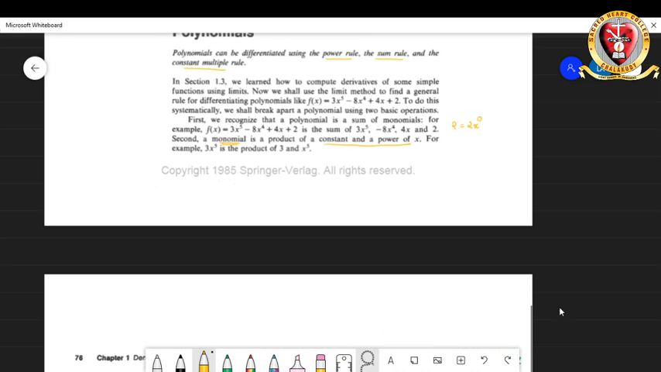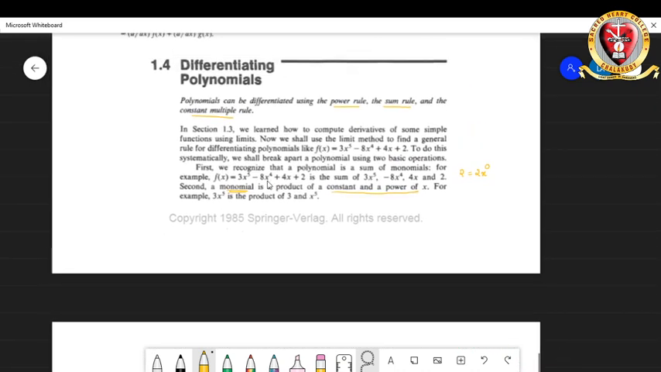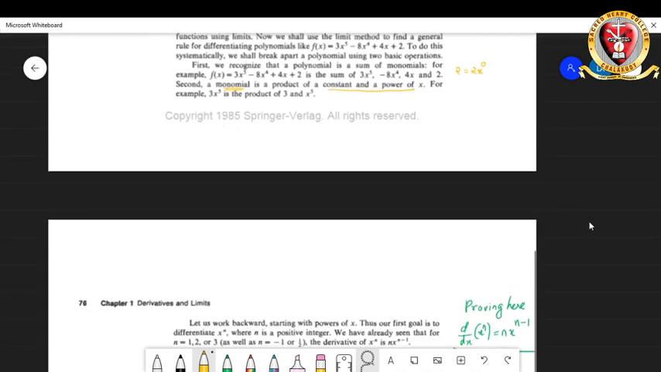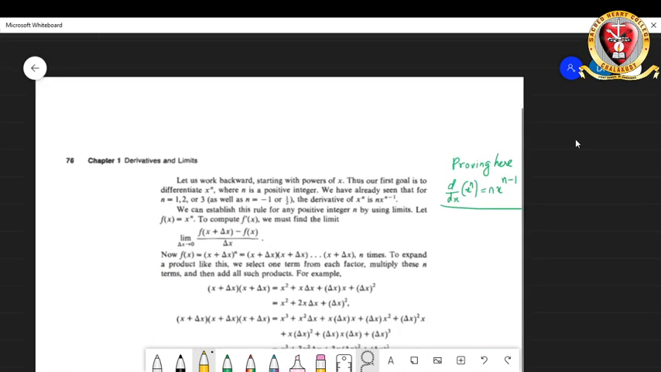So basically when we are differentiating polynomials, we just have to think that the polynomial is actually a sum of monomials. Then you do the corresponding differentiation, which will imply the use of power rule, sum rule and constant multiple rule of differentiation. So let's see how we can do all these things.